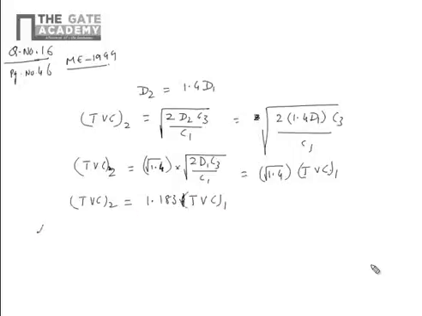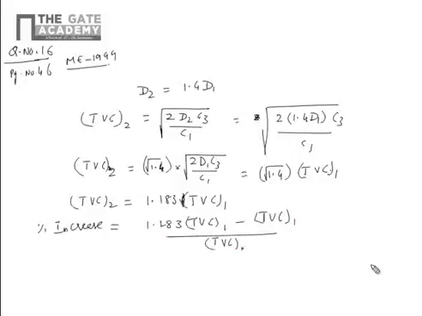So percentage increase from 1 to 2 is equal to (1.183 TVC1 minus TVC1) divided by TVC1, that is (1.183 minus 1) by 1 into 100, equal to 18.3% increase.